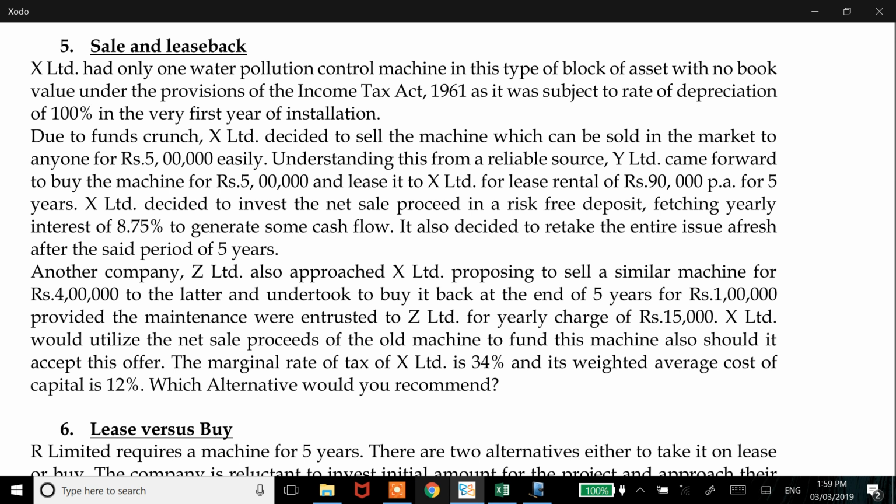I have already fully depreciated this with no book value under the provisions of Income Tax Act. Now when I don't have any book value, the entire amount is capital gain, and on that amount I will have to pay the tax. Next point, the company will create a fixed deposit.